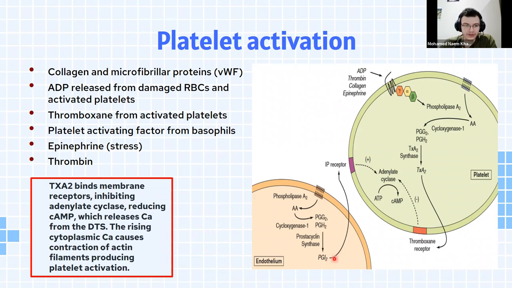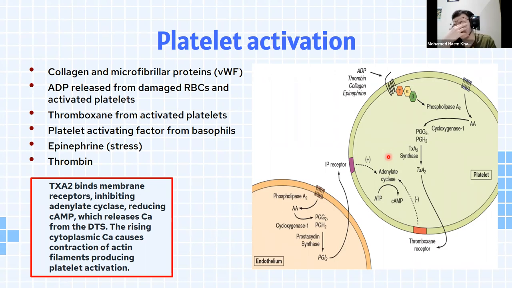So prostacyclin goes and binds to its receptor. Again, remember, thromboxane reduces cyclic AMP because we want to have more calcium. This one, we don't want to have more calcium. We want to reduce the calcium so we don't have any contraction and we don't have any release of clotting factors. So prostacyclin increases cyclic AMP inside the platelet when it binds to its receptor, which decreases calcium. So an increase in cAMP decreases the contraction and the release of clotting factors from the vesicles.